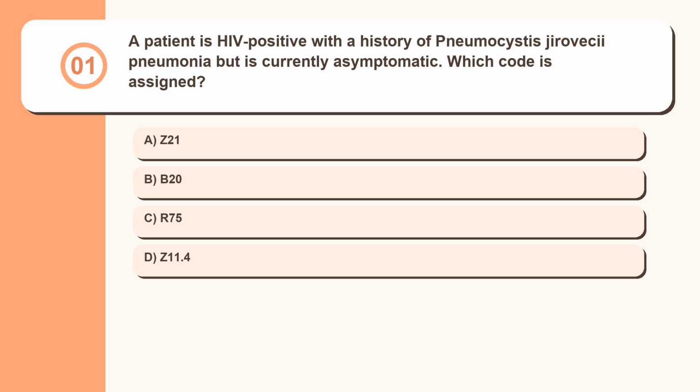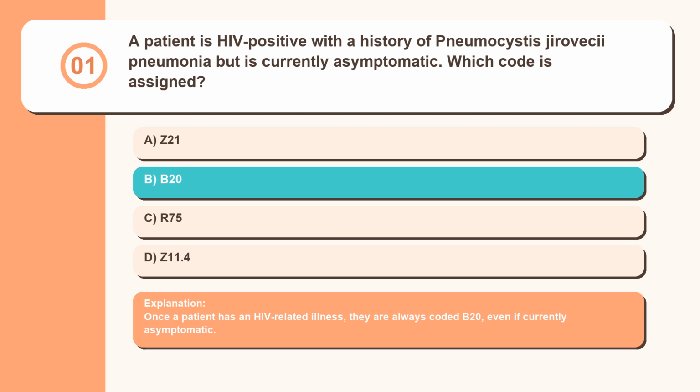Question 1. A patient is HIV positive with a history of pneumocystis jirovecii pneumonia but is currently asymptomatic. Which code is assigned? Z21, B20, R75, Z11.4. Once a patient has an HIV-related illness, they are always coded B20, even if currently asymptomatic.